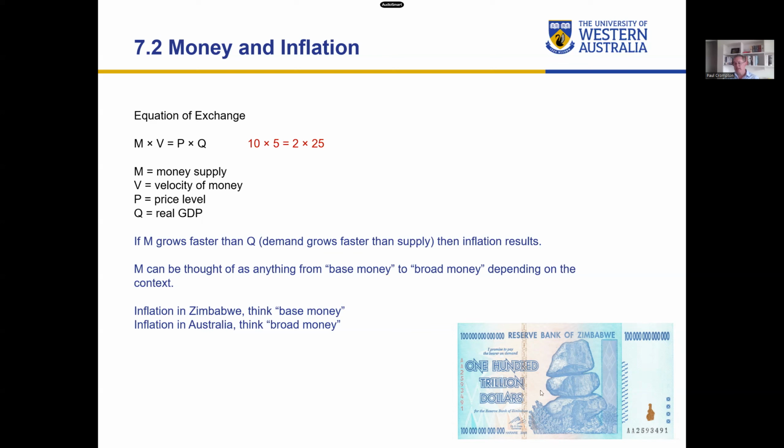What I've got down here is a $100 trillion note. I've actually got one of these notes. A student gave it to me about 10 years ago.